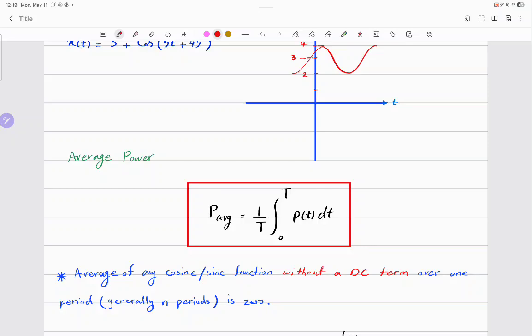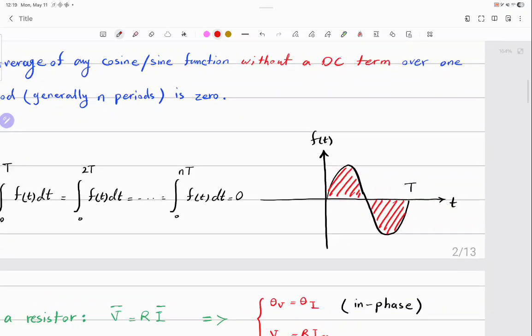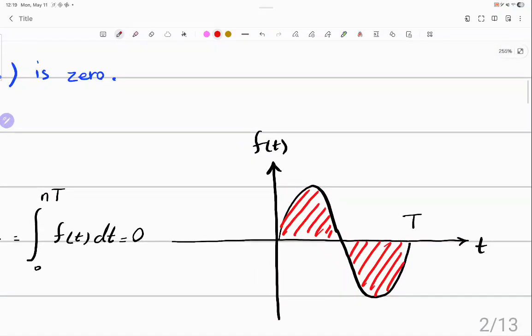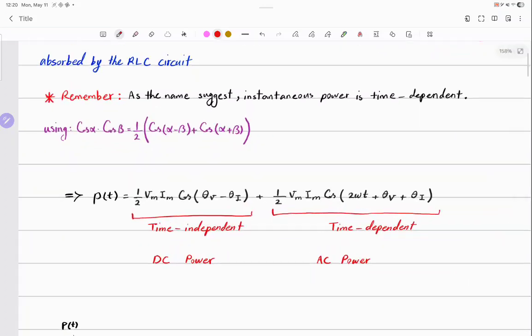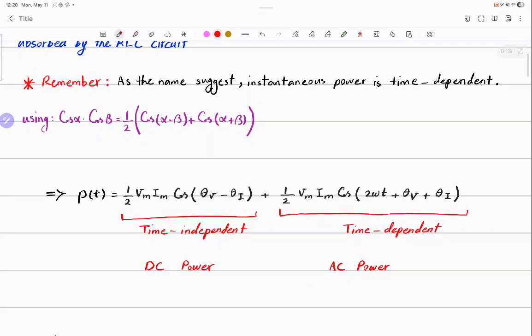including power. Now, based on my discussion, can you tell me what is the integral of any cosine function over 1 period? 0. How about 2 periods? N periods? 0. So what's the average of cosine and sine functions over n periods? 0. That's why the instantaneous power has an average only if there is a DC part, because the AC cosine part doesn't contribute to making an average for you. Am I making sense so far?